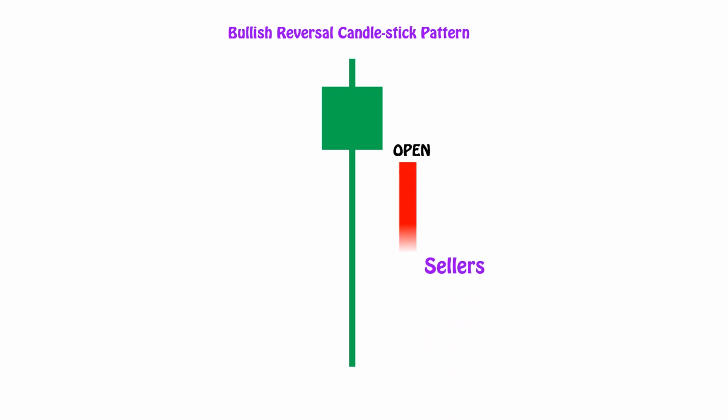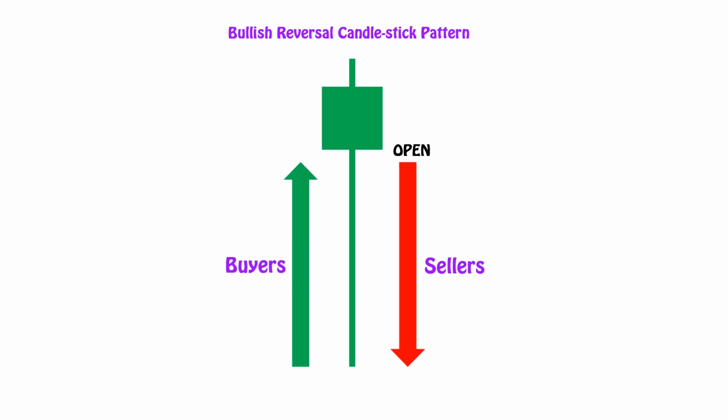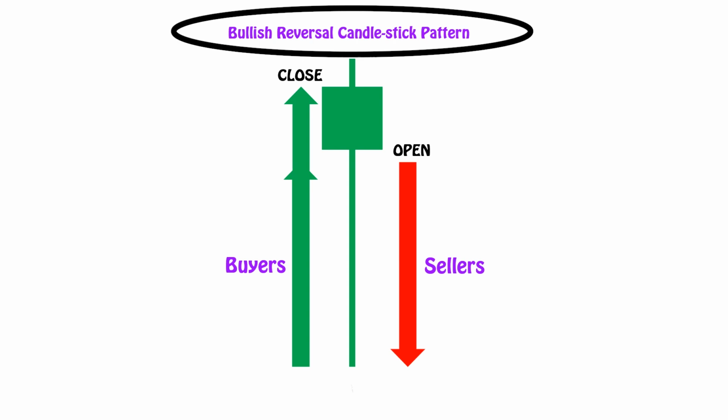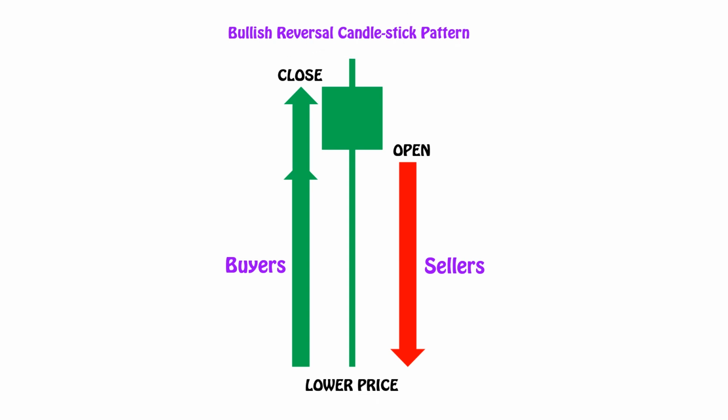So what does a bullish hammer mean? When the market opens, the sellers control the movement and push the price down. After that, the buyers step in and push the price higher. The buying pressure is so strong that it closes above the opening price. In short, a hammer is a bullish reversal candlestick pattern that shows rejection of lower prices.